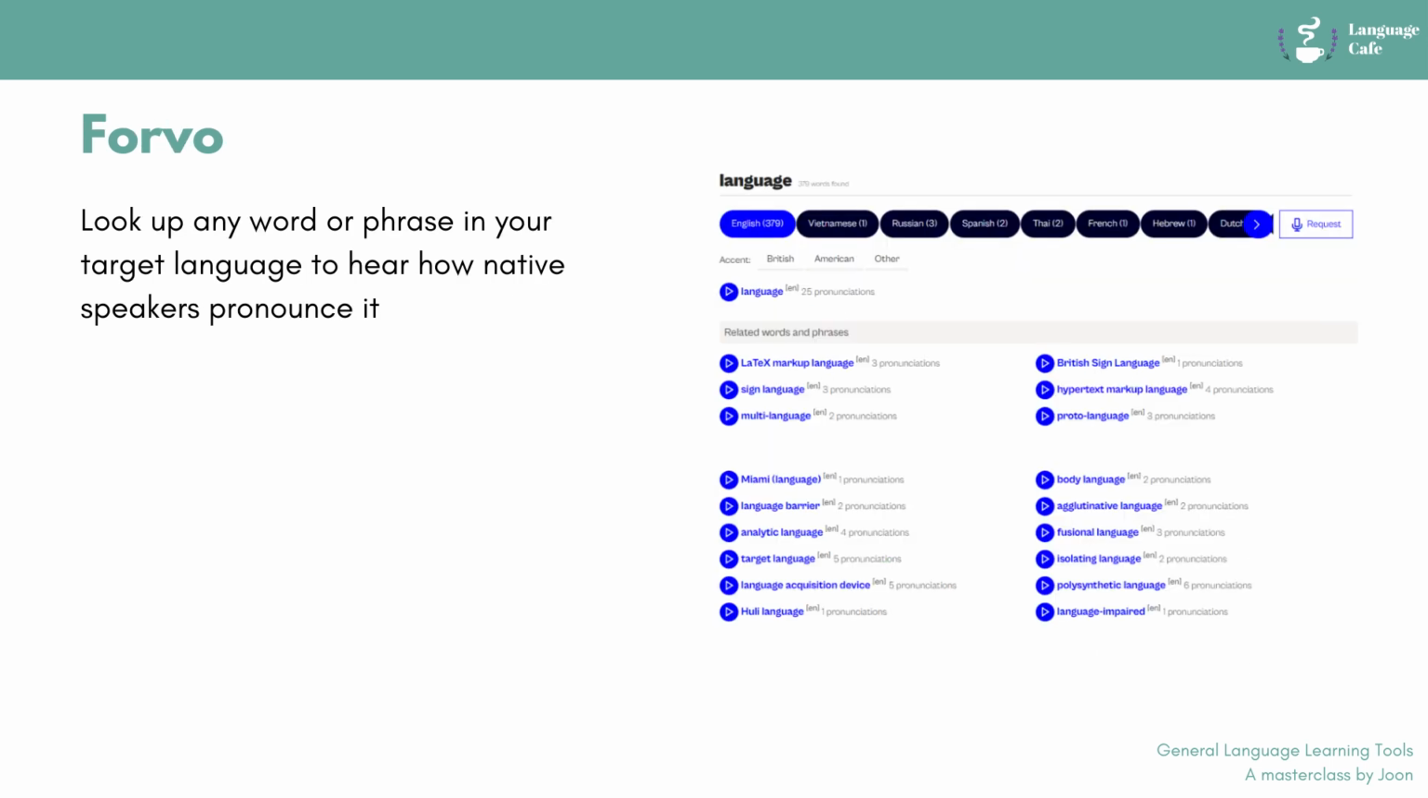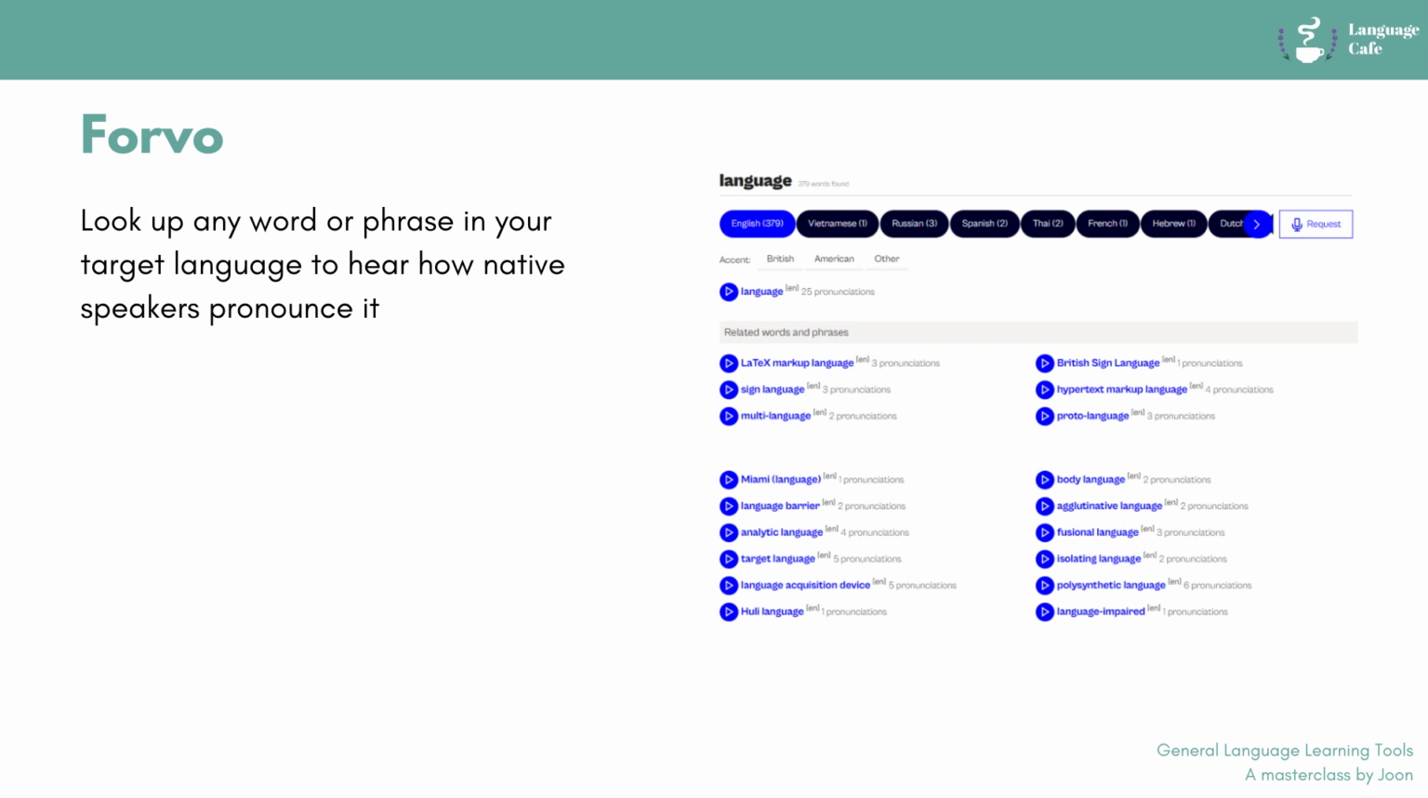Okay, next one is Forvo. So for Forvo, you can look up any word or phrase in your target language to hear how native speakers pronounce it. And they also have filters for different dialects too. So this one is more of like an audio dictionary. And if you look up language, for example, 25 people pronounce it. And then they also have different phrases as well.